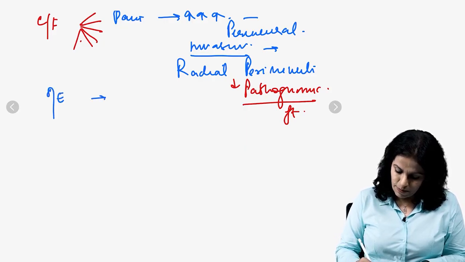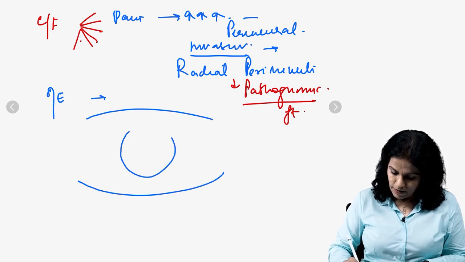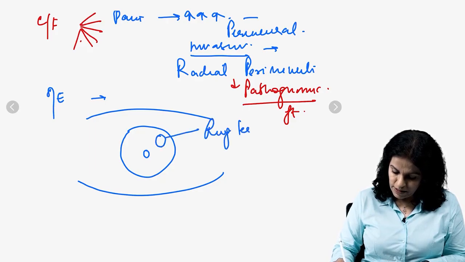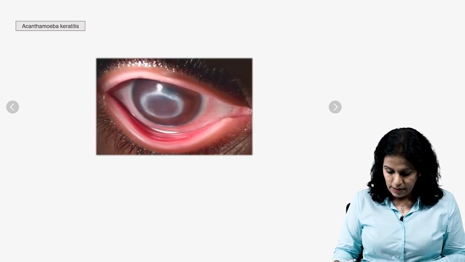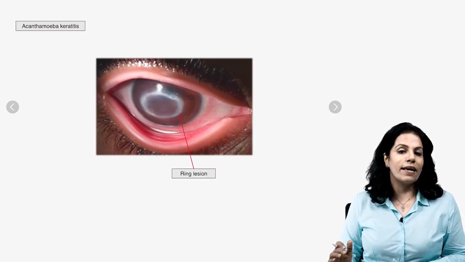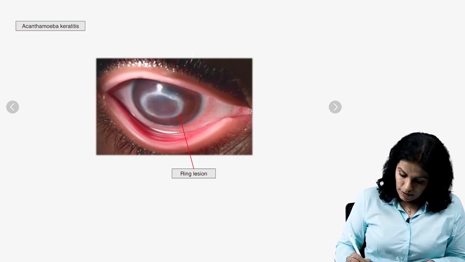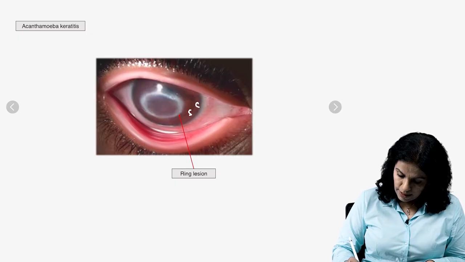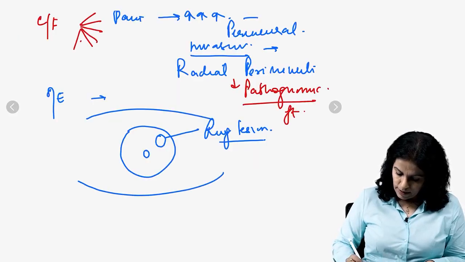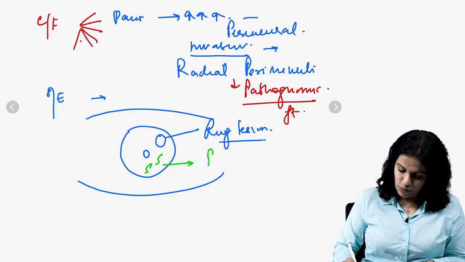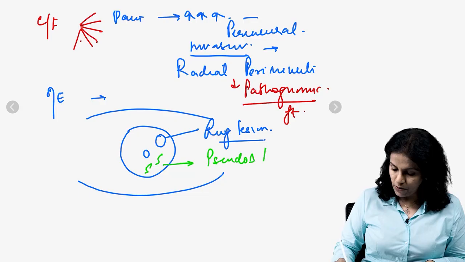When you examine this patient, again let's make a diagram here. If this is the cornea, what you can get is a ring lesion. Very important, first is ring lesion. Have a look, this is a ring lesion of acanthamoeba. Apart from that, we may sometimes get pseudodendrites. Apart from the ring lesion, you can write pseudodendrites on your diagram itself. Pseudodendrites are also called microdendrites.